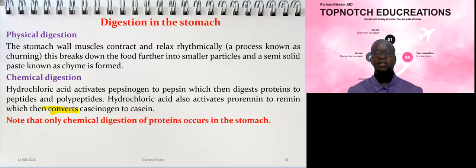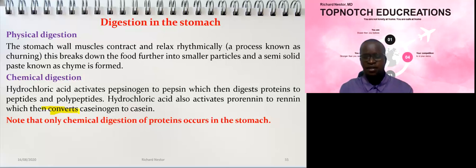it remains in the stomach for a longer period of time for the enzyme pepsin to digest the casein to peptides and polypeptides. So take note usually that renin converts caseinogen to casein. Then once it has been converted to casein, the pepsin will act on the casein, digesting it to peptides and polypeptides. This is very critical for you to take note of.